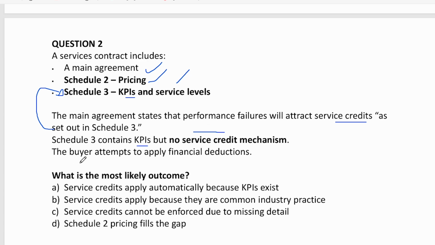Anyway, what is the most likely outcome in this case? Option A, service credits apply automatically because KPIs exist. KPIs are key performance indicators. They indicate how performance is, or we use them to measure performance. They're not used as a penalty or anything. Option B, service credits apply because they are common industry practice. No, they're not. Option C, service credits cannot be enforced due to missing detail. Okay, look, the answer is C.